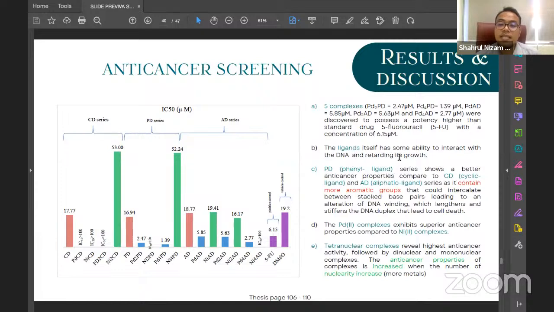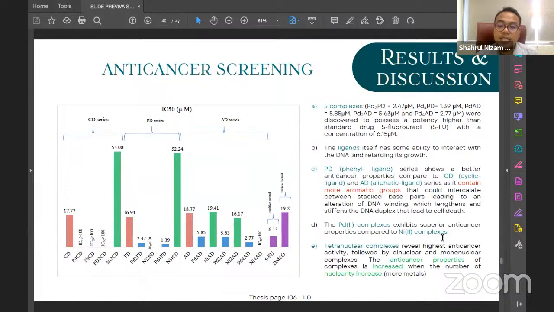The ligand itself has some ability to interact with DNA and retard its growth. Correct. PD, we have a phenyl ligand, which shows better anti-cancer activity compared to CD series, as it contains more aromatic groups. We found that more aromatic groups are better for the ligand to be biologically active. So they can intercalate between stack base pairs. As I said, remember, I said about pi-pi stacking.